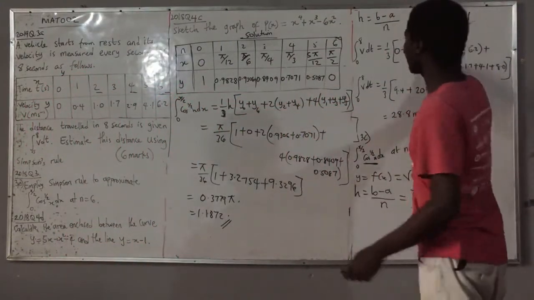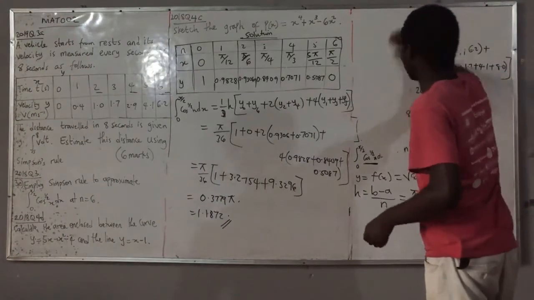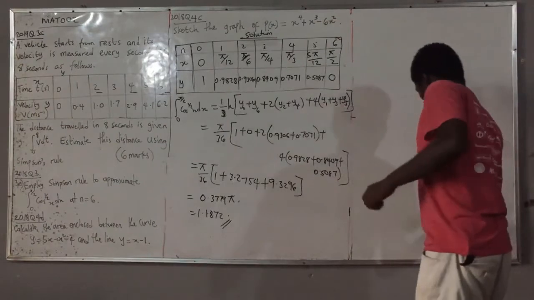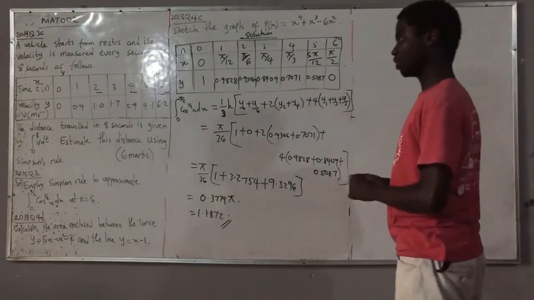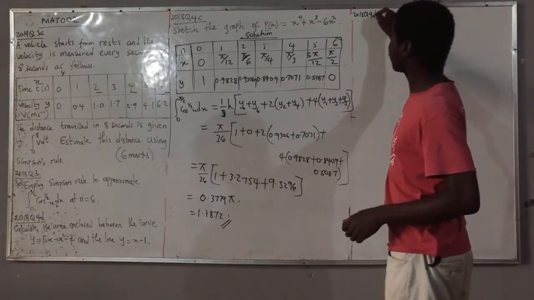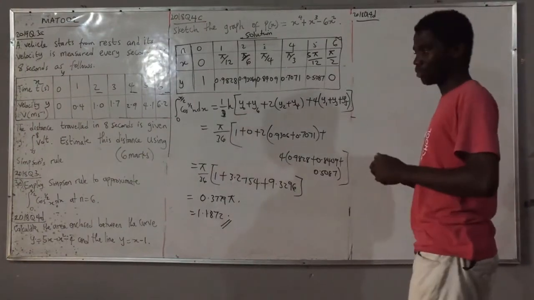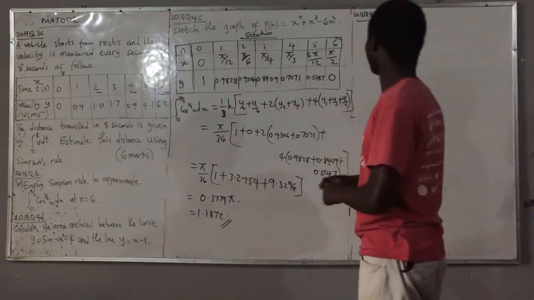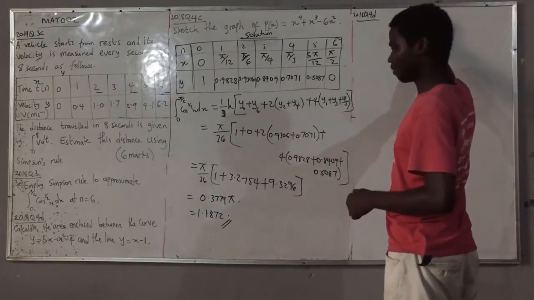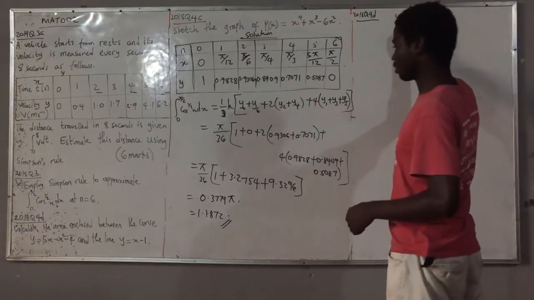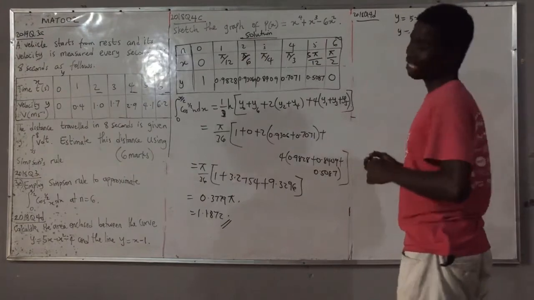Now, the next question to answer is 2018 question 4D. Calculate the area enclosed between the curves. You have the first curve y equals 5x minus x squared minus 4, then the second one y equals x minus 1.